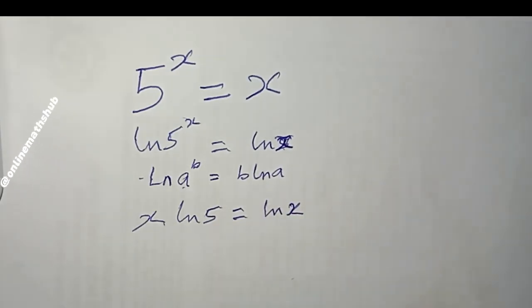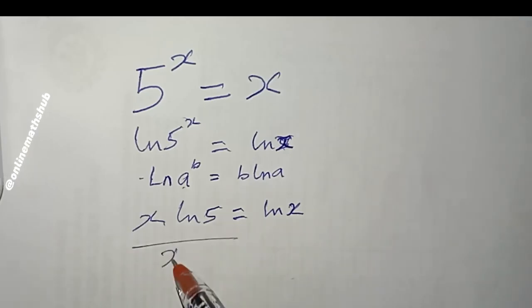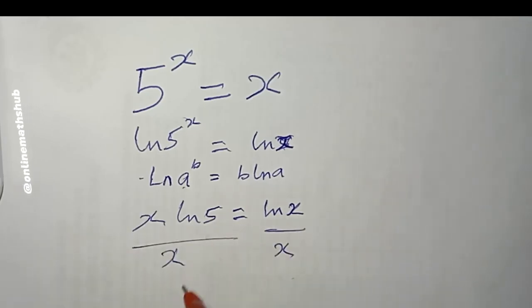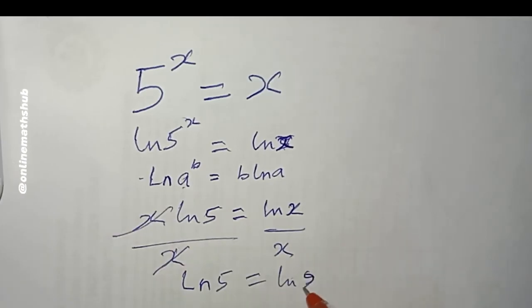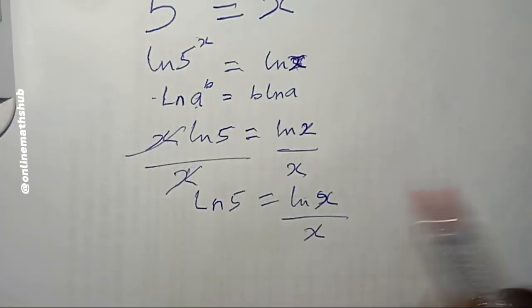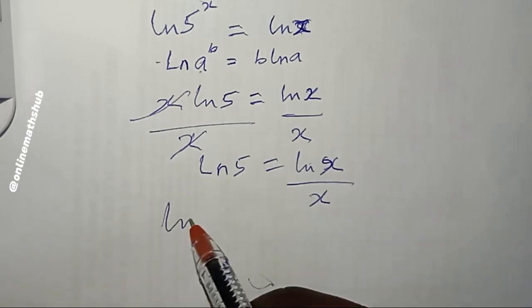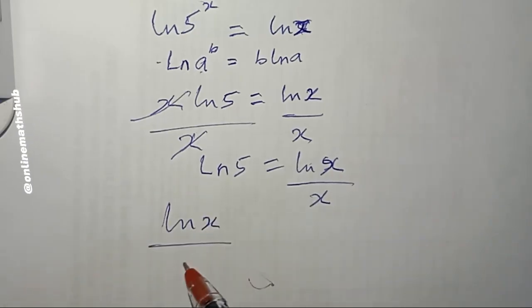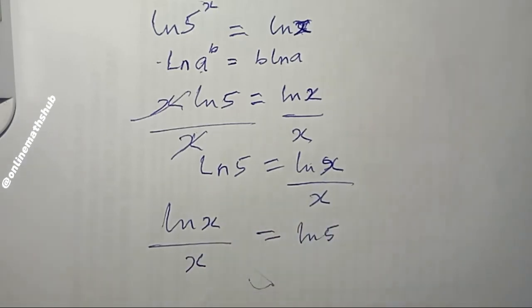The next thing I want to do is to group the values that I have there. I'm going to bring this variable so that this constant will be alone, so I'm going to divide through by x. I have here natural log of 5, because this cancels this, equal to the natural log of x divided by x. For convenience, I'm going to write this as natural log of x divided by x is equal to the natural log of 5. I prefer it this way.